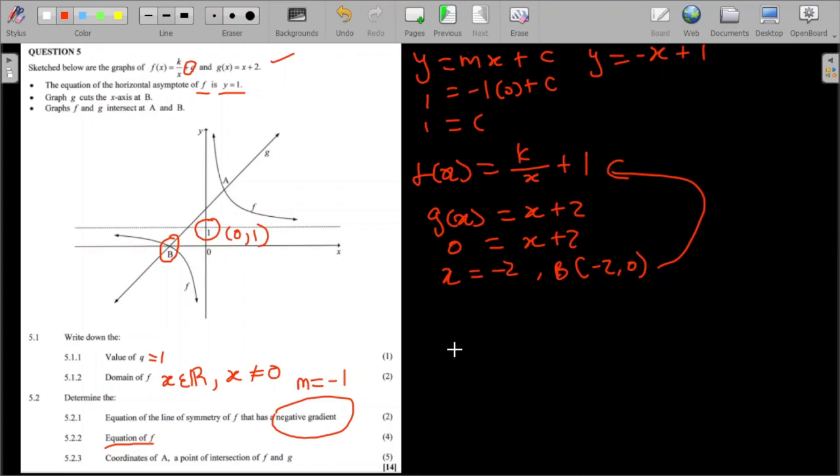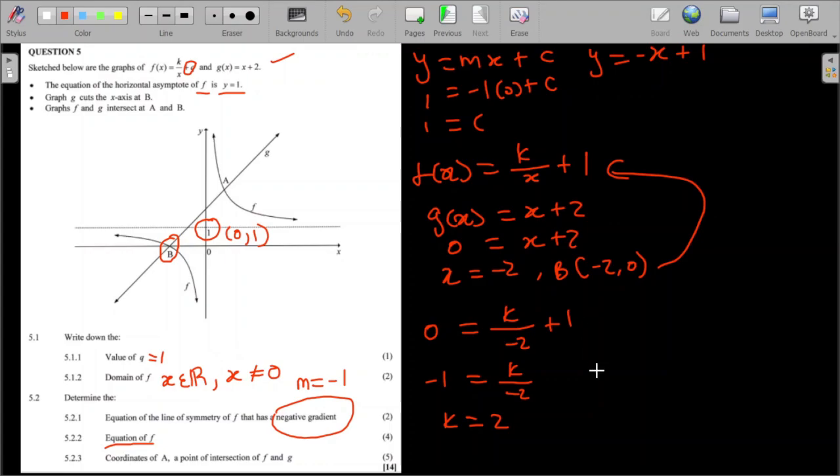Now let's substitute it there. So I know my y is going to be 0, so 0 is equal to k all over my x, which is negative 2, and then my plus 1 here. Now taking this one to the other side is going to be negative 1 is equal to k all over negative 2. Then from here cross multiply, so my k is going to be equal to positive 2. Does my k make sense? Yes, it does make sense, because my graph is in the first quadrant and the third quadrant, and the value of k has to be positive.